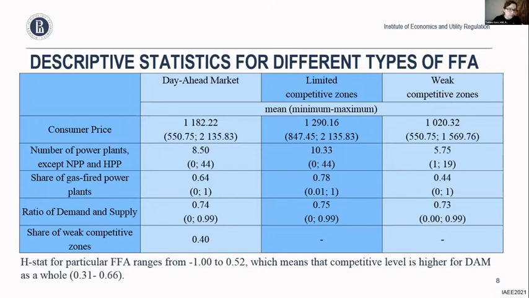If we are speaking about ranges of HSTAT, we can see that HSTAT for free flow areas is from minus 1 to 0.5, which means that the competition level in these areas is lower than in the day-ahead market as a pool. And this is logical, I think. So in the first price zone, we have 10 of 50 free flow areas with limited competition. And in the second price zone, only 2 of 5 free flow areas are limited competitive zones.